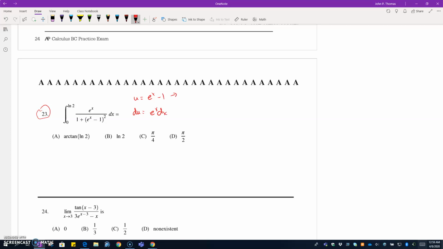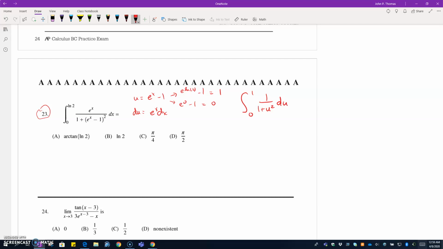So the old upper bound was ln of 2, so e to the ln of 2 minus 1 equals 1. The old lower bound was 0, so e to the 0 minus 1. All right, e to the 0 is 1, 1 minus 1 is 0. So now I've got an integral from 0 to 1 of 1 over 1 plus u squared du.